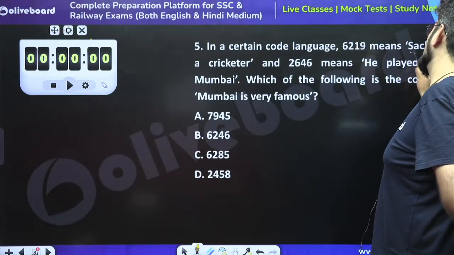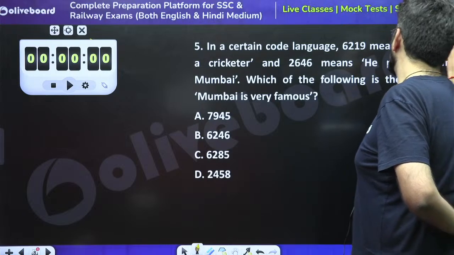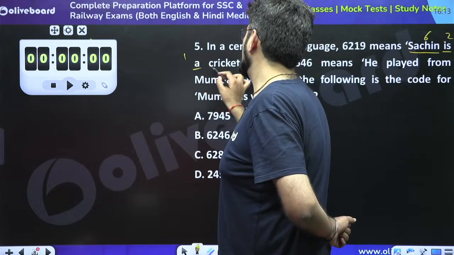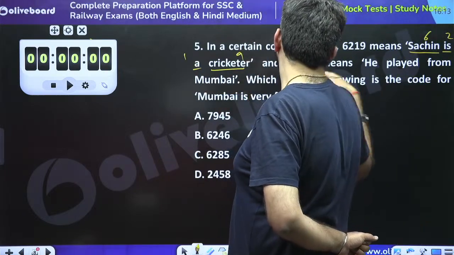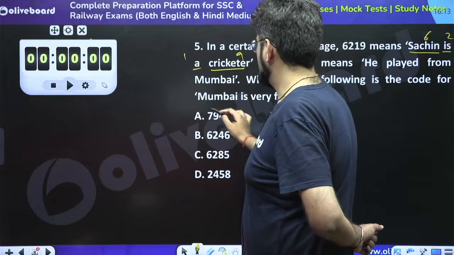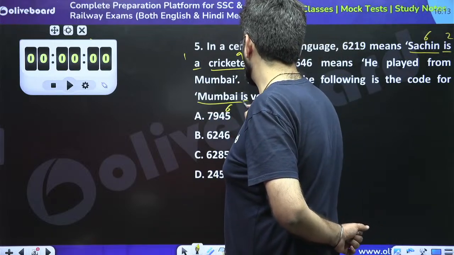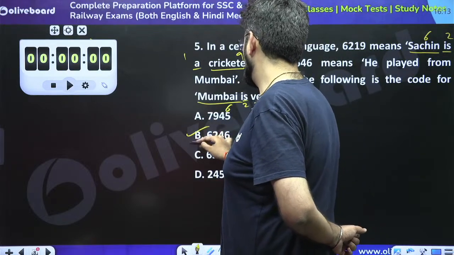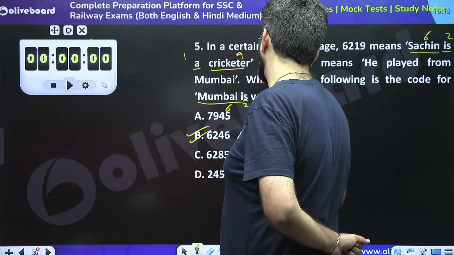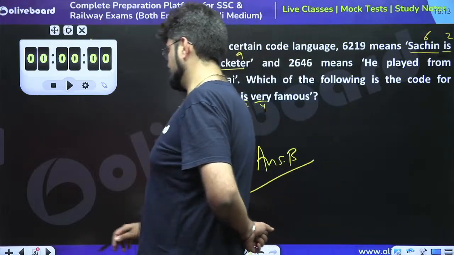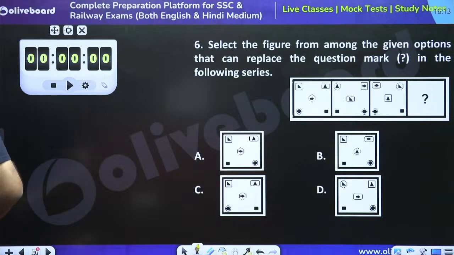Now you count the number of letters. So this is 6 letters, 2 letters, 1 letter and 9 letters, right? So it's simply number of letters which is being represented. So this is 6 letters, this is 2 letters, this is 4 letters, 6 to 4. Option B is the correct answer. Correct. Absolutely right. Very good.